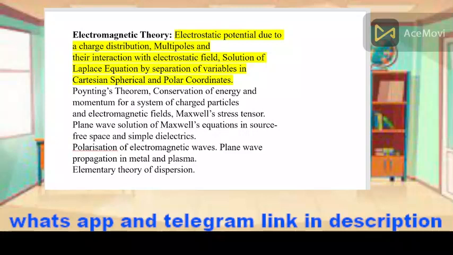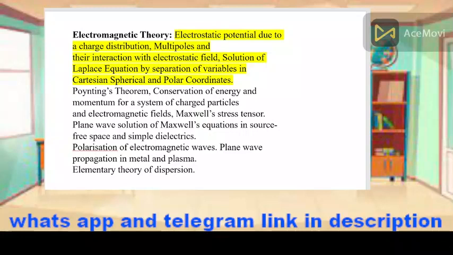So this is the basic syllabus of the electromagnetic theory, and it starts with the electrostatic potential due to a charge distribution, multipoles and their interaction with electrostatic field. Laplace and Poisson equation must be there, but they have not written the Poisson equation, so it doesn't matter. We will learn what is Poisson equation.